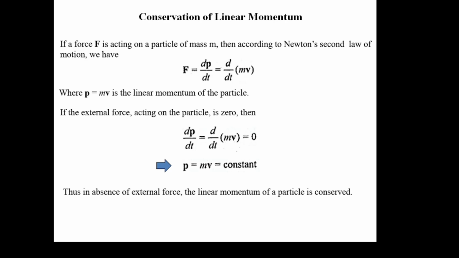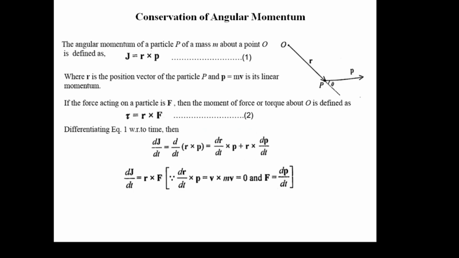That means in the absence of any external force, the linear momentum of a particle in any isolated system is conserved or constant. Next, we will discuss conservation of angular momentum. It states that if the net external torque acting on a system is 0, then the total angular momentum of the system is conserved or constant.